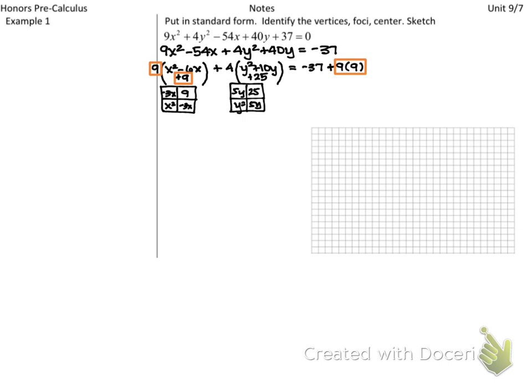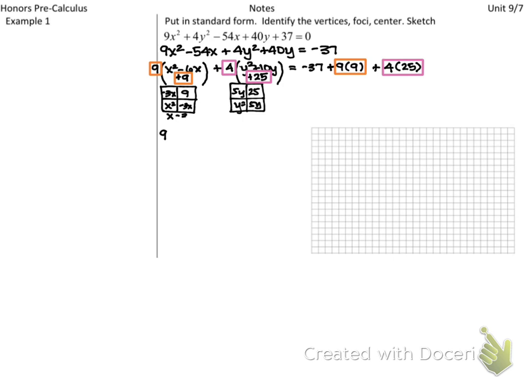Okay. So that means I'm going to have a 4 and a 25. So I'm going to do plus 4 times 25. That takes care of those two. All right, so now I'm going to go ahead and go to factored form. So I'm looking back at my x's. I'm going to bring down my coefficient of 9.